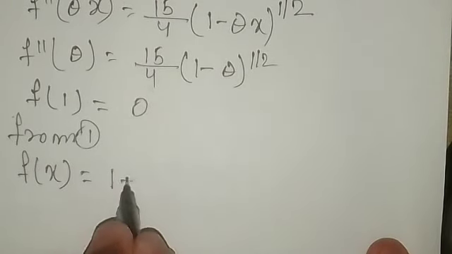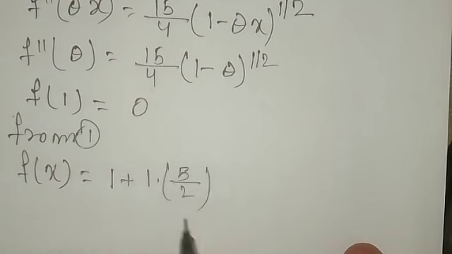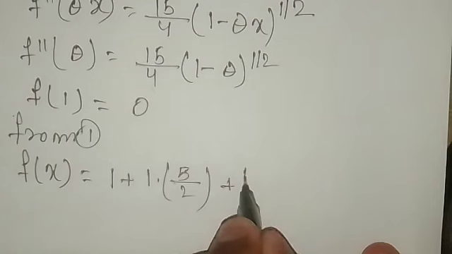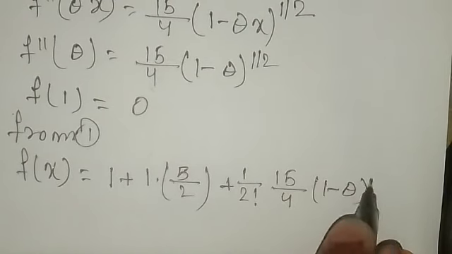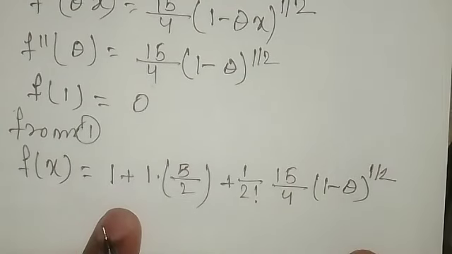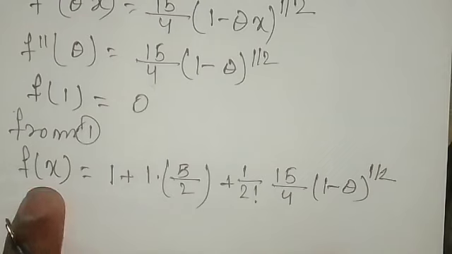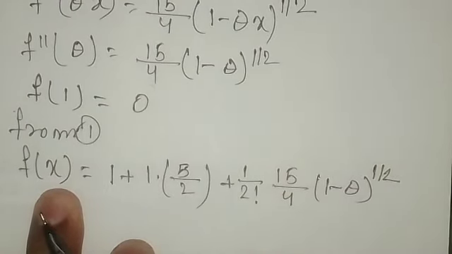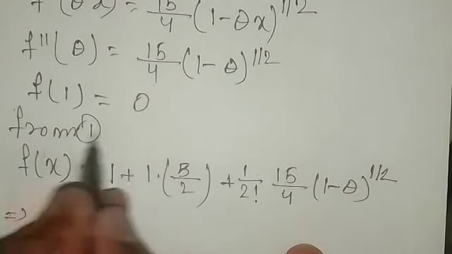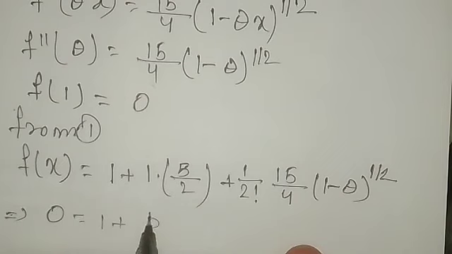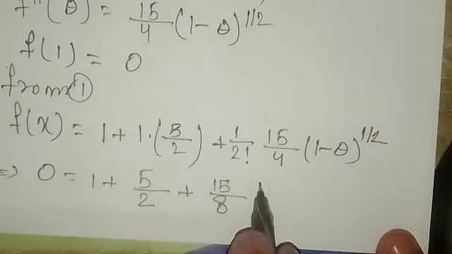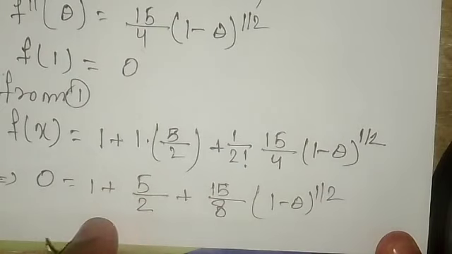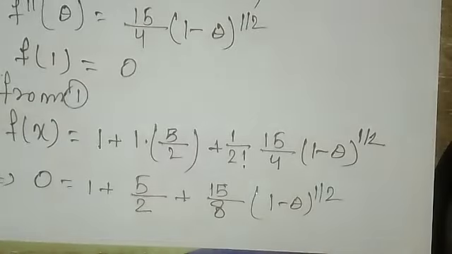So it is 1 plus 1 into 5 by 2, plus 1 by 2 factorial into 15 by 4 into (1 minus theta) whole power 1 by 2. So you got this. Again, f of x, where x is equal to 1, is equal to 0. So 0 is equal to 1 plus 5 by 2 plus 1 by 2 factorial, which is 2 only, so 15 by 8 into (1 minus theta) whole power half. So on simplification we'll get some value of theta.